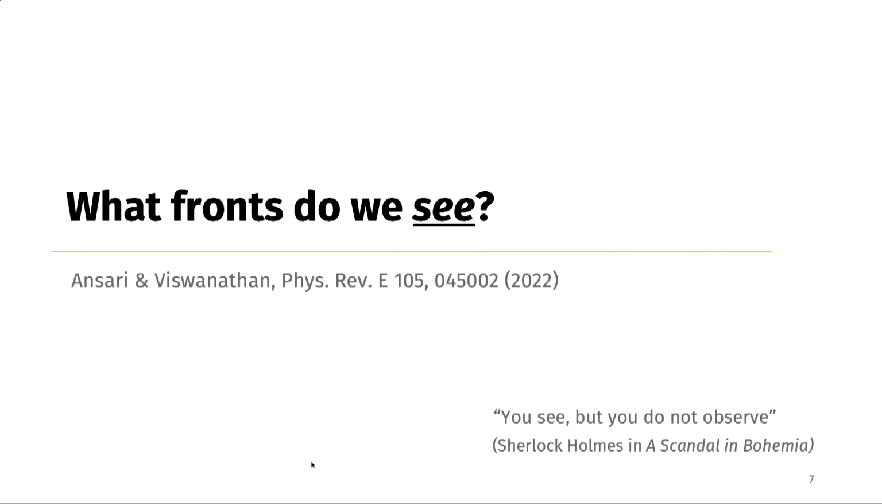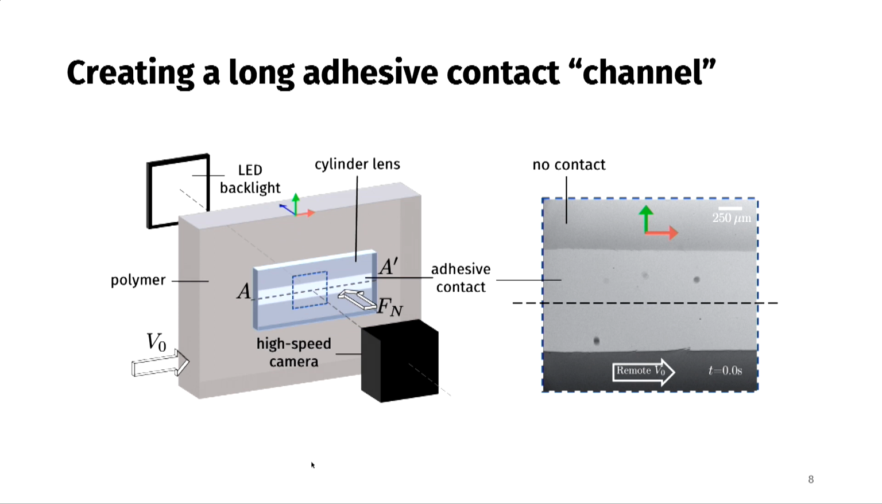Okay, so the first part is to talk about what fronts we see, and the emphasis is on the word see. Hopefully why this emphasis is on the word see will be clear a little later on. And this is the reference for this work. So here is a basic experimental setup. We want to slide two bodies and look at the interface and basically observe the dynamics, right? How it starts sliding, what the rate of sliding is, and so on.